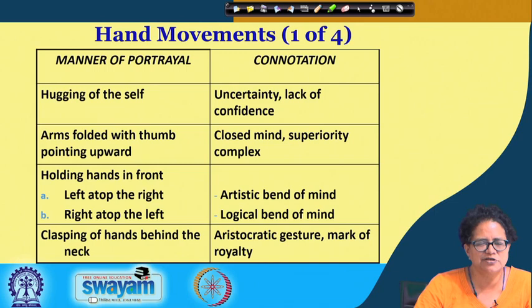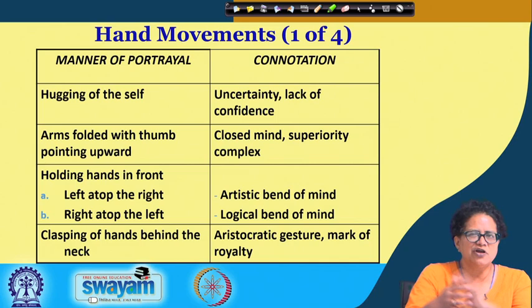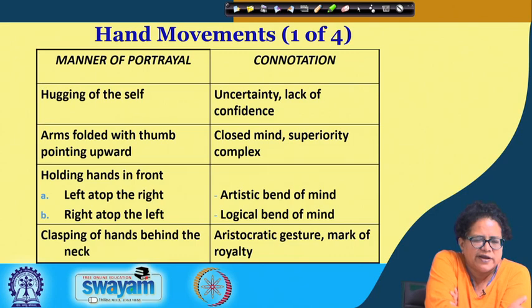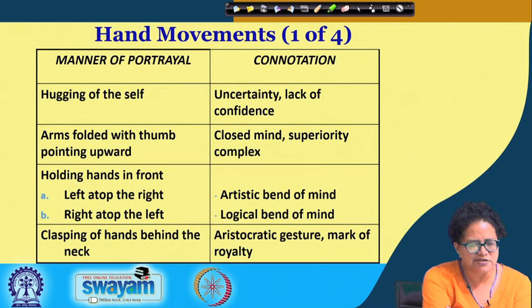Let's come to hand movements, and we have four slides on that. Hugging of the self: it's not only because you are hugging yourself because the temperature is cold. In that case it is to be taken in a different context. If the temperature is too low and you have not worn enough woolens or sweaters, then you hug yourself because it's very cold. But generally if somebody is holding himself like this, it shows uncertainty and lack of confidence.